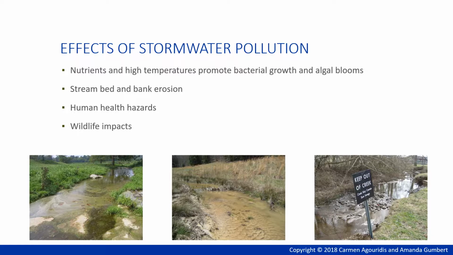Pollutants have a negative effect on streams. High levels of nutrients and temperatures promote bacterial growth and algal blooms, as seen in the photo on the left. Excess water results in higher shear stresses in our streams, meaning the bed and banks erode. Stream bed and bank erosion combined with other sediment inputs from watersheds reduce in-stream habitat quality, as seen in the center picture. High pathogen loads can create health hazards and result in the placement of signs, such as the one on the right, which warns people to stay out of the stream because it may contain raw sewage.